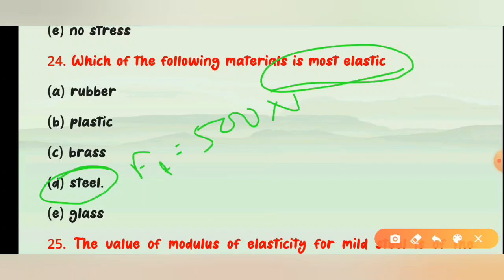If we increase the load, then after some time rubber or plastic may break, or they cannot regain their original shape and size on removal of that load. But steel has a greater tendency to regain its original shape and size. So steel is the more elastic in nature.